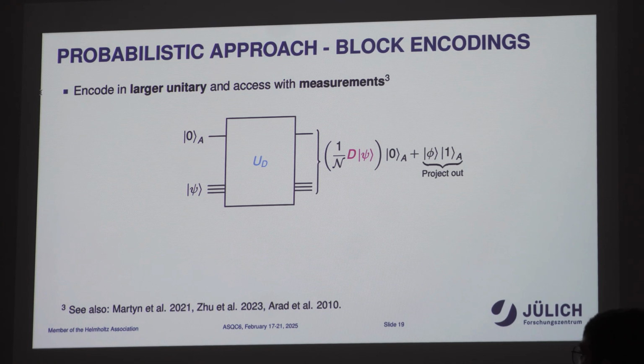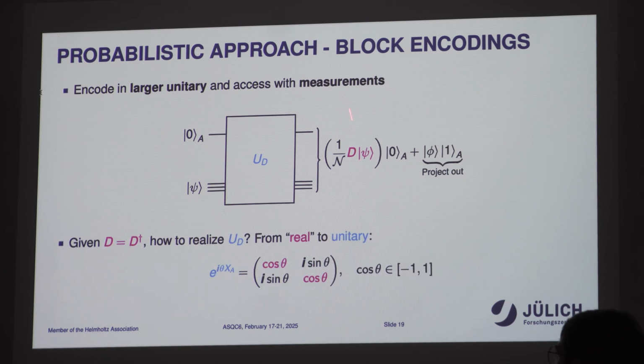Okay, so what happens in this case? What one can do here is, we want to implement the action of a certain non-unitary operator onto a vector. What one can do is encode this inside a larger unitary, in such a way that given a certain ancilla which interacts with our system, the resulting state is the matrix which we want to apply, suitably normalized, plus something else where the ancilla is in the one state, which we can project out by doing a measurement. So how, given a certain D, can we realize, at least in principle, this block encoding?